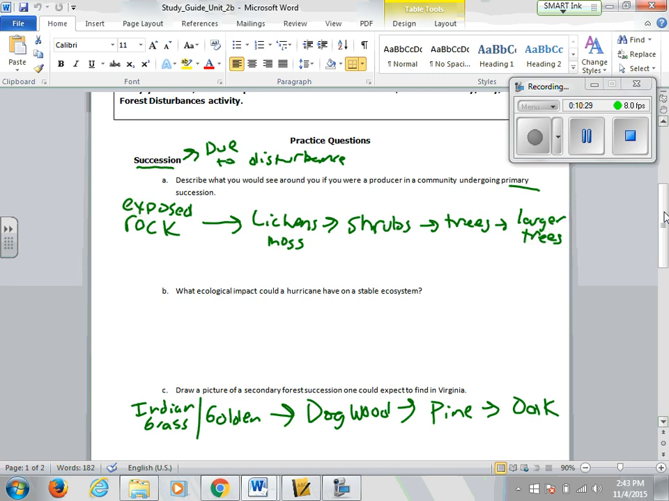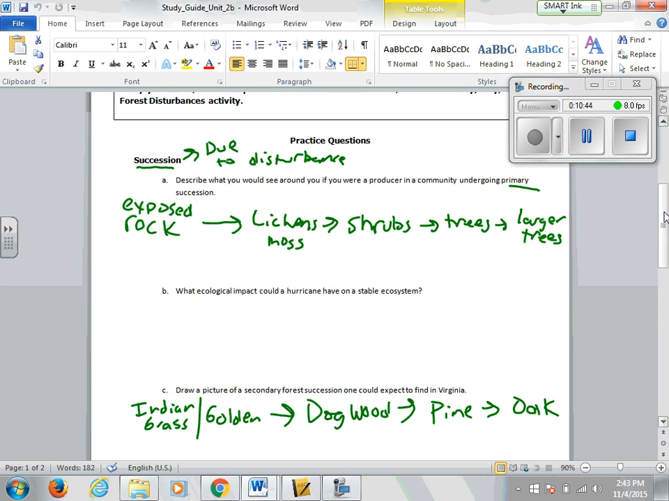But this is typically what you would see, and there's some other things involved, but this is a very simple way of looking at what happens in Virginia. The oak is natural around here. This is what we would see if, again, we just let things go.